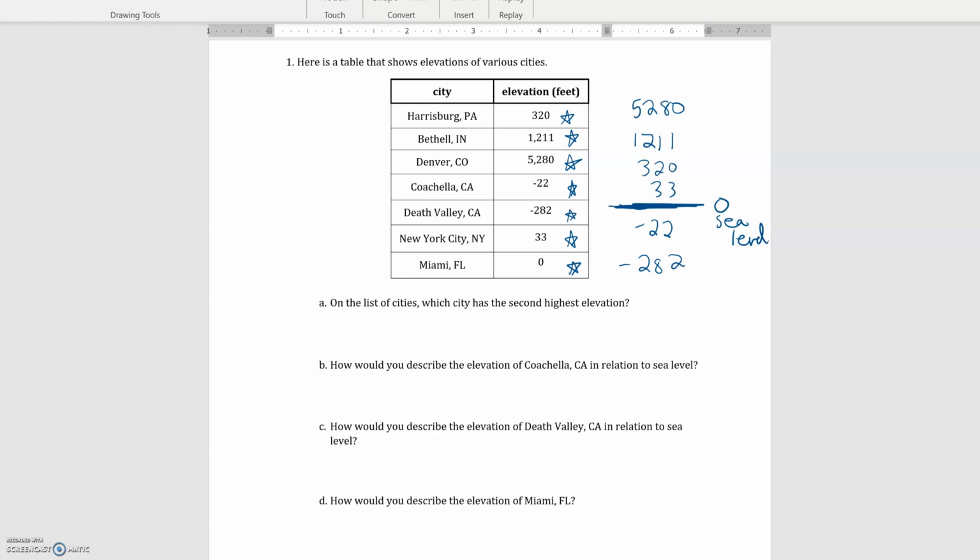So let's look at these questions one at a time and answer them with complete sentences. It asks, on the list of cities, which city has the second highest elevation? So using my annotations, I see that the second highest elevation is 1,211, which corresponds to Bethel, Indiana. So I'm going to say the answer here is Bethel, Indiana.